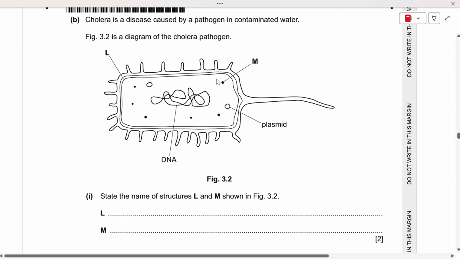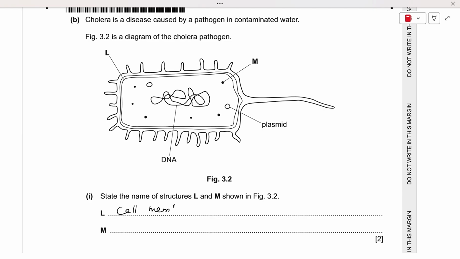Now, M is this small dot-like thing here. This one here is representing a ribosome. But L is this part here. This part here is the inner membrane, which is actually referred to as cell membrane. So L will be cell membrane and M will be ribosome.